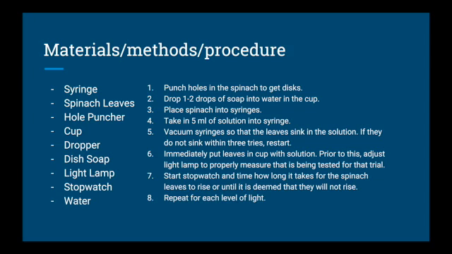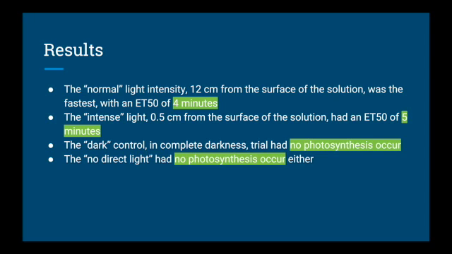Fifth step, vacuum syringes so that the leaves sink in the solution. If they do not sink within 3 tries, restart. Sixth step, immediately put leaves in cup with solution. Prior to this, adjust light lamp to properly measure that is being tested for that trial. Seventh step, start stopwatch and time how long it takes for the spinach leaves to rise or until it is deemed that they will not rise. Eighth step, repeat for each level of light.